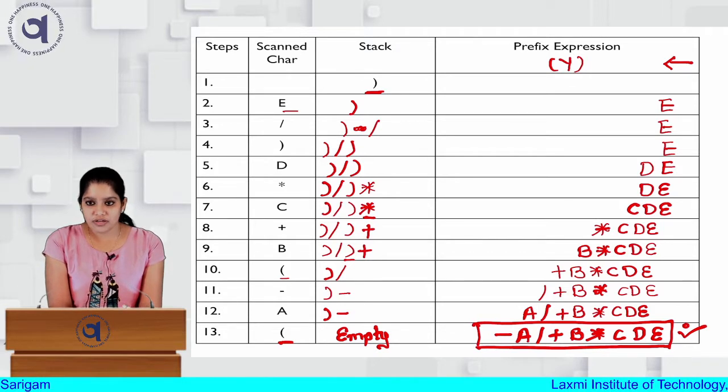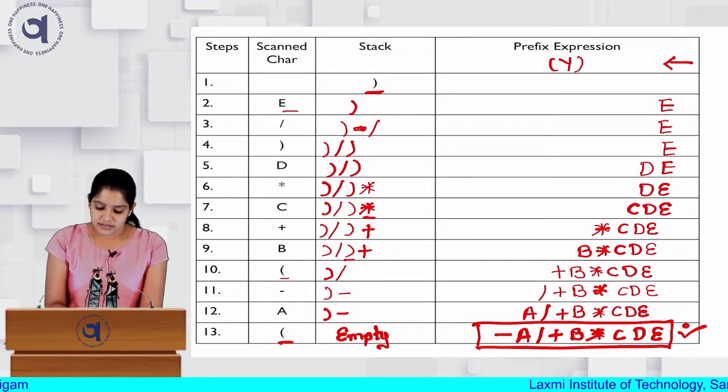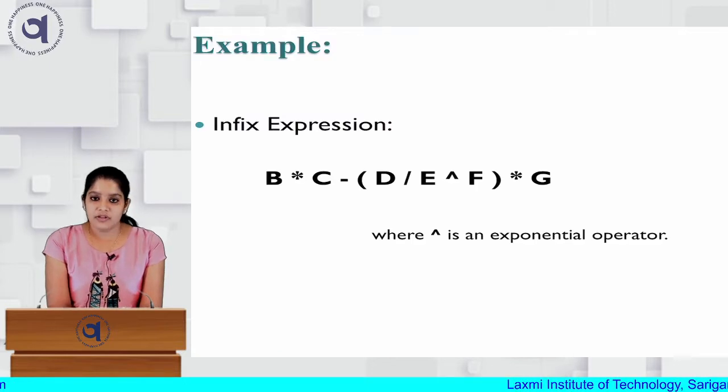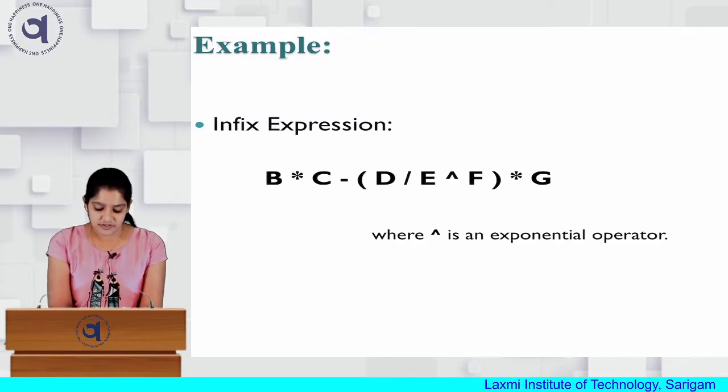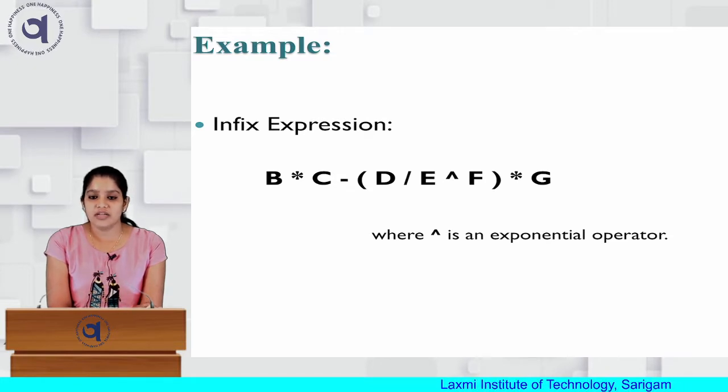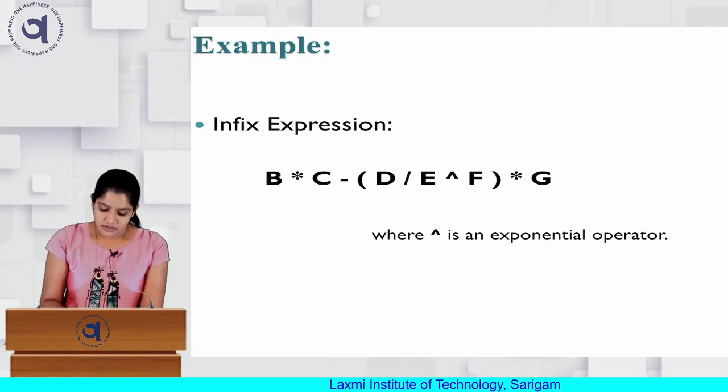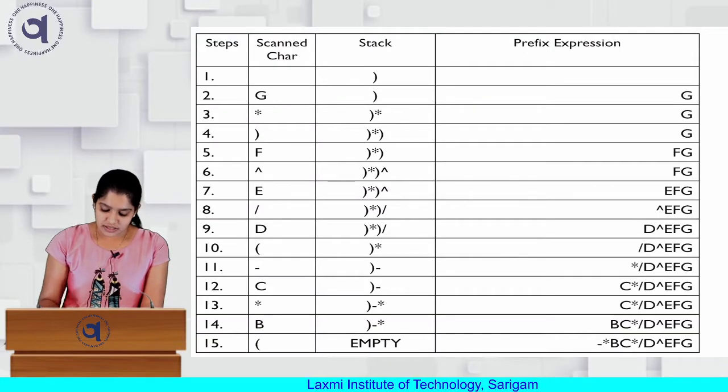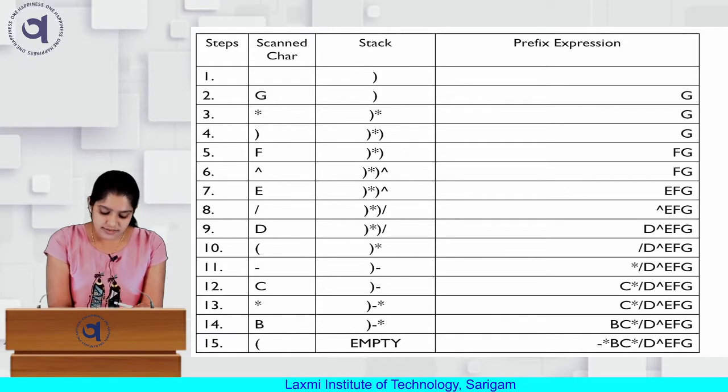So, I hope you understood this, right. So, let us take one more example. Here we have the infix expression, that is B star C minus bracket D slash E cap F bracket over star G, and here cap means the exponential character, you may consider it as a dollar, right. I have done this example already, I will just explain it to you.